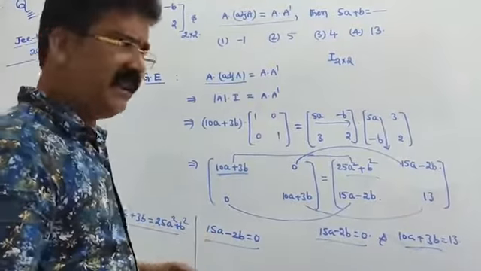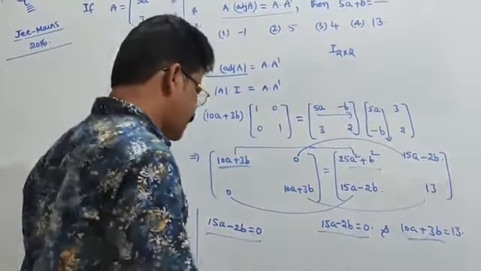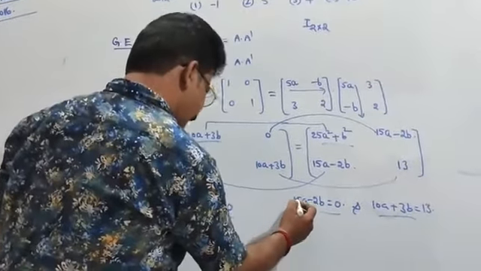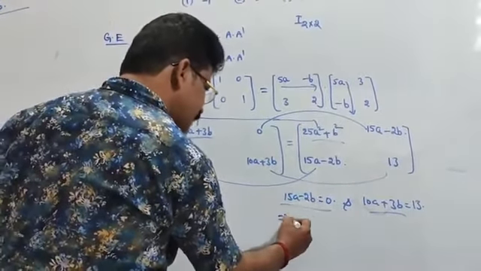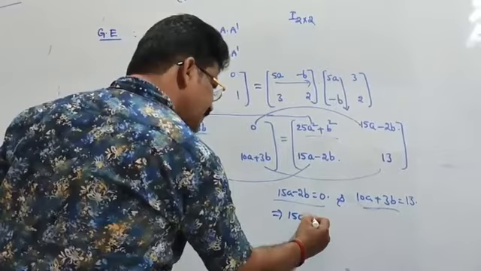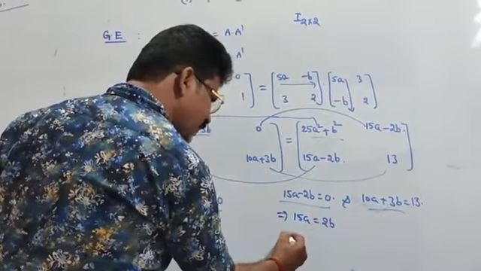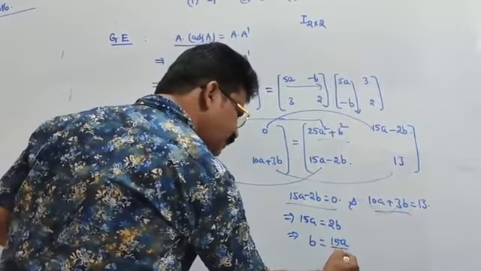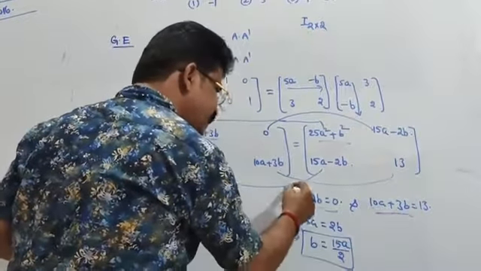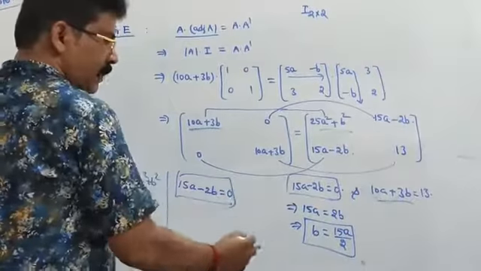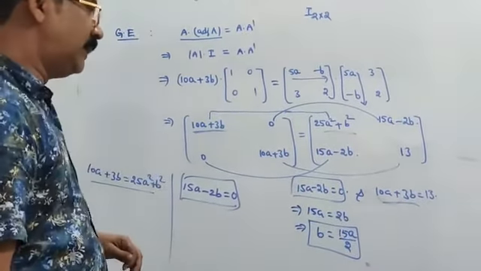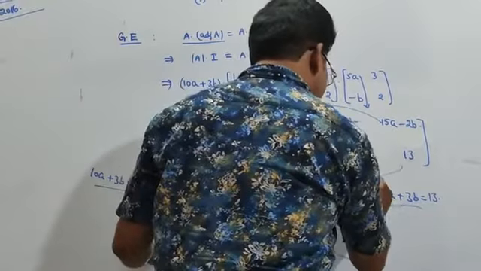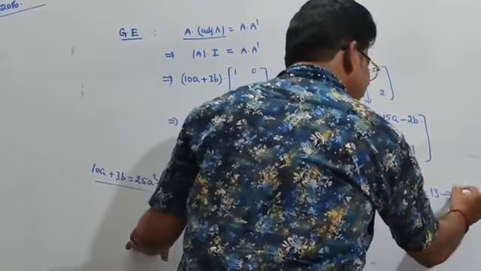Let us take the easy equations. Easy equation means we can take 15A minus 2B equal to 0. So 15A is equal to 2B from this equation. B is equal to 15A by 2. Of course, these two equations are the same. B equal to 15A by 2. Let it be the first equation, and the other should be the second equation.